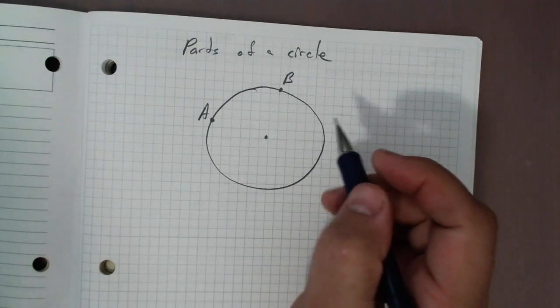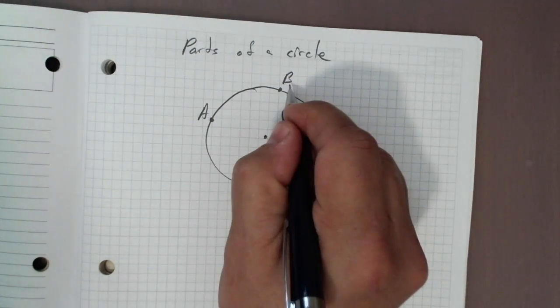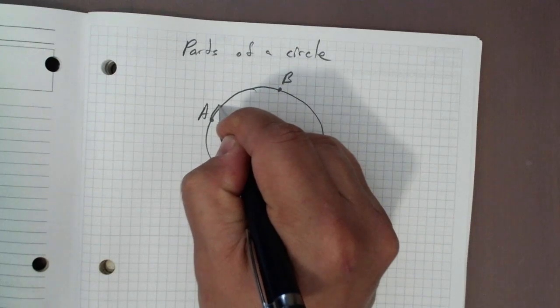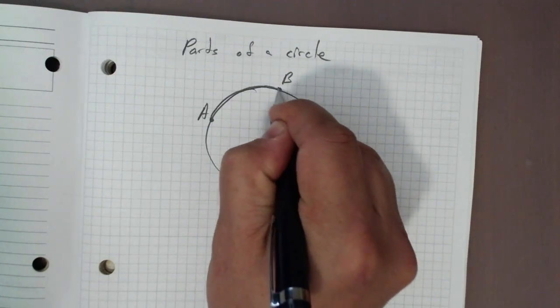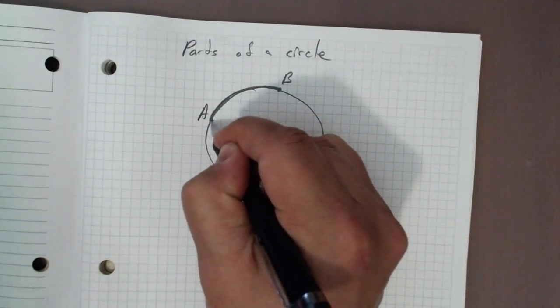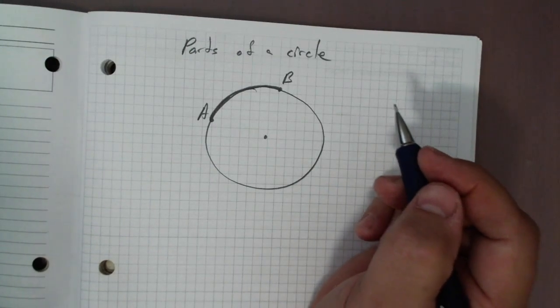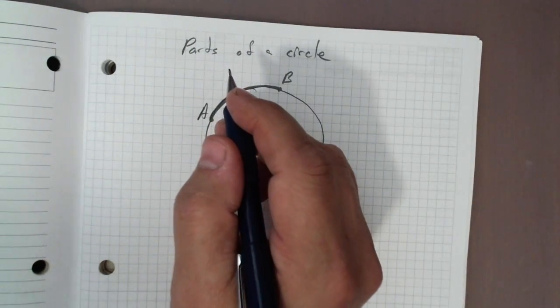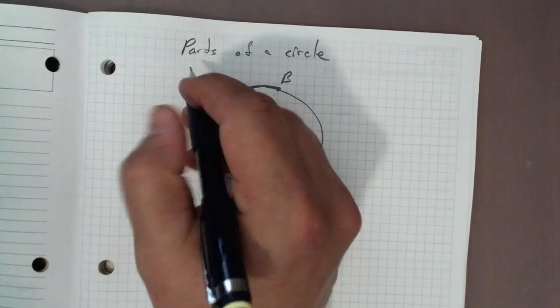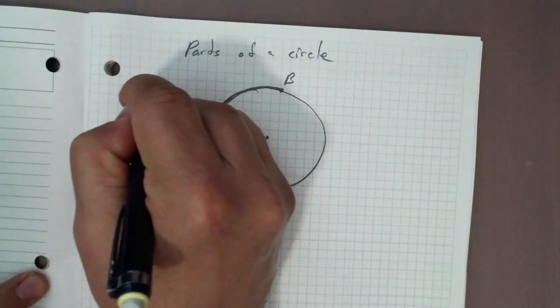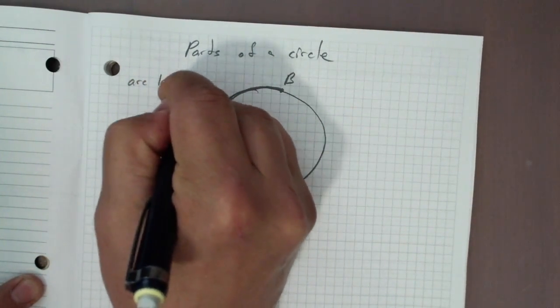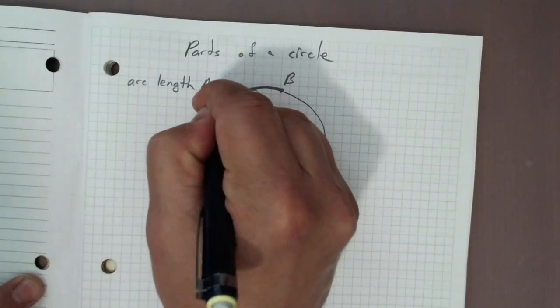So what we have here is a minor arc AB, and if I travel along the arc, that is known as an arc length. So if you travel along the arc, we have an arc length. So it's basically the length of the arc AB.